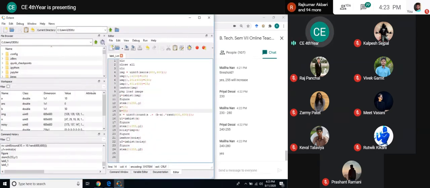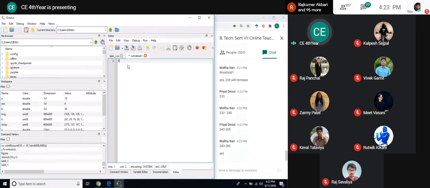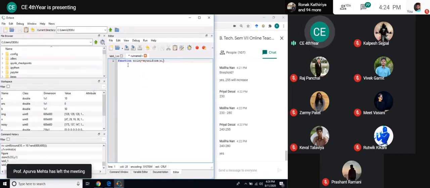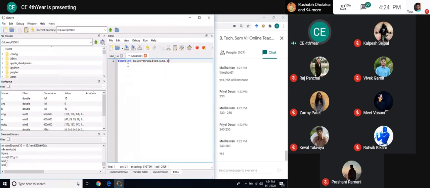So let us have one more function. I will copy the code from the previous one only. Function output is my noisy image, and input should be my uniform. I am calling it my uniform noise. The image is A, and sorry, A should not be my image. IMG is my image. A is the starting parameter of the uniform noise. B is the ending parameter of my noise, and it is having end function.